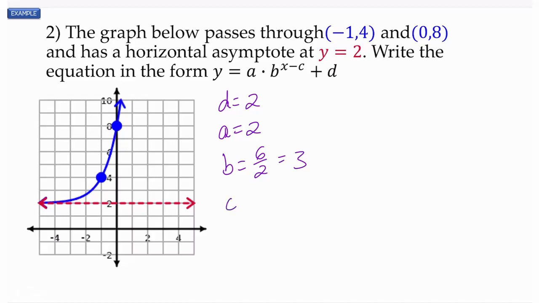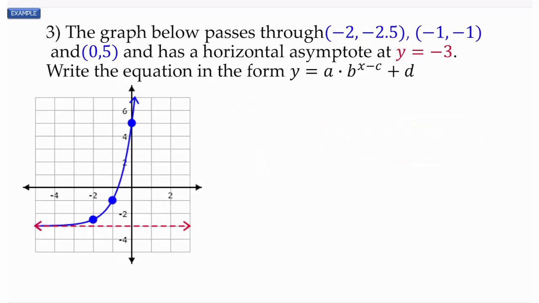And then finally, for the c value, this is the point that would have been your y-intercept, but it's been shifted to the left 1, so the c value is -1. So putting that all together, we're going to have y equals 2 times 3 to the x plus 1, plus 2.